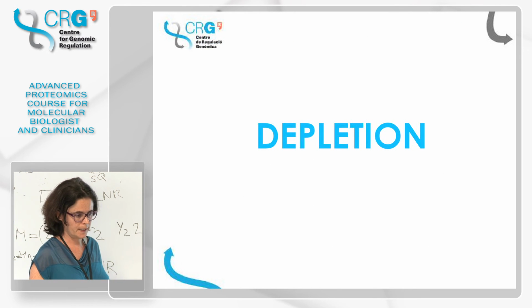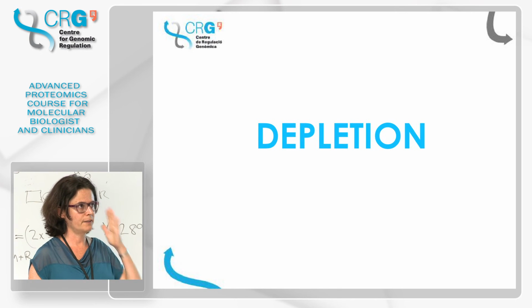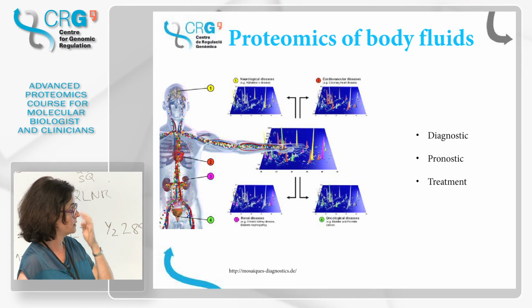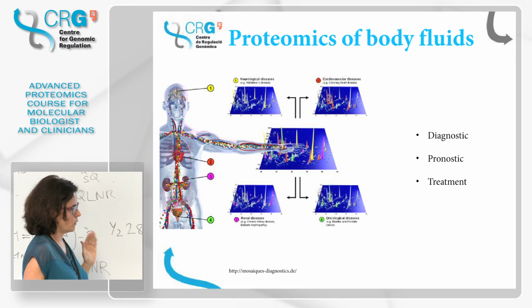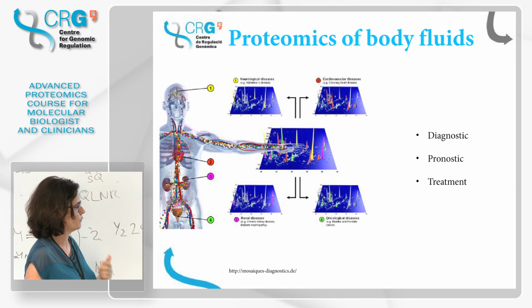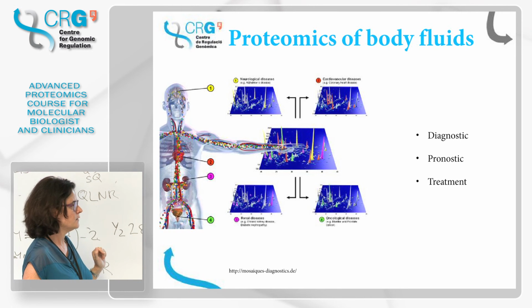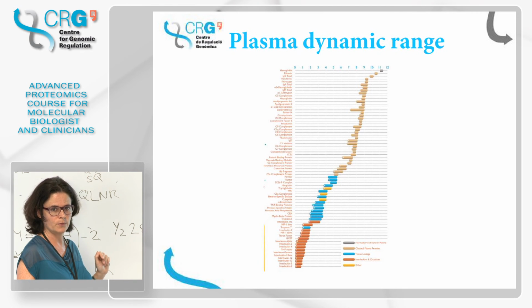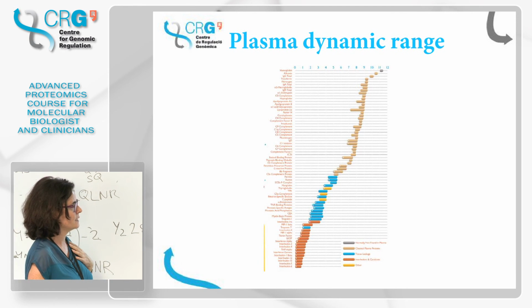And the other way of separating, which is not exactly a fractionation but a depletion. As I told you before, body fluids are very complex, but they are also very useful for diagnostics, for prognostics, for treatment. They are very interesting material to work with, but we have this dynamic range problem, in which we have proteins that are very abundant and proteins that are very low abundant, and we are usually interested in the very low abundant ones. So it's a problem, because if we were interested in the abundant ones, there would not be any problem, but that is not the case.